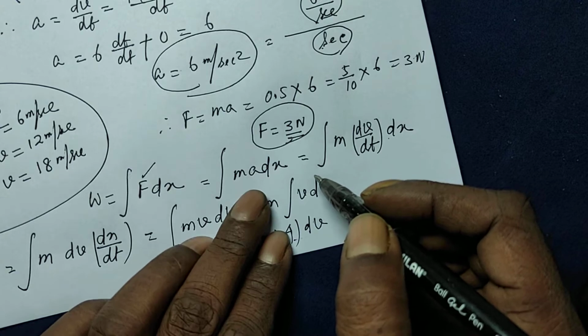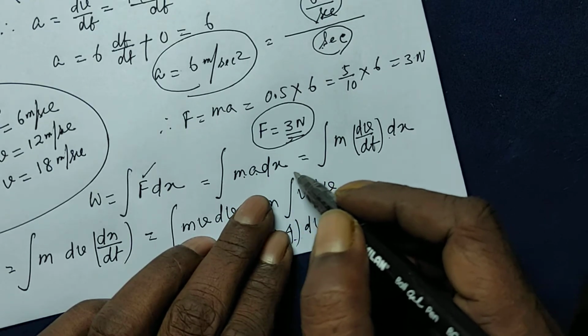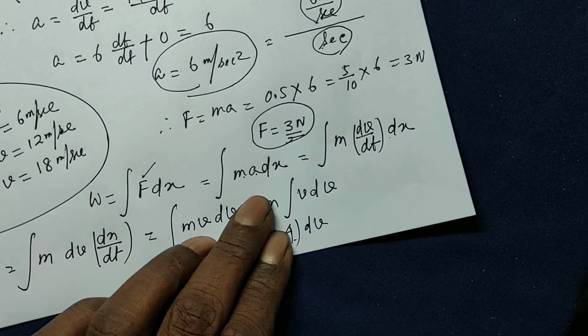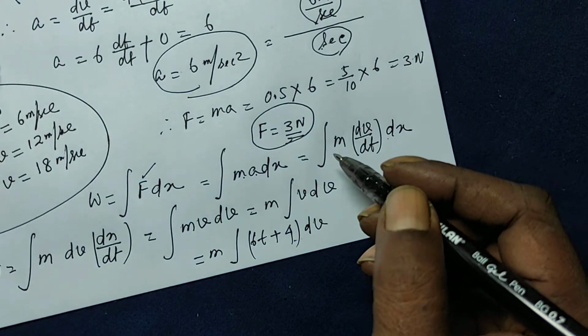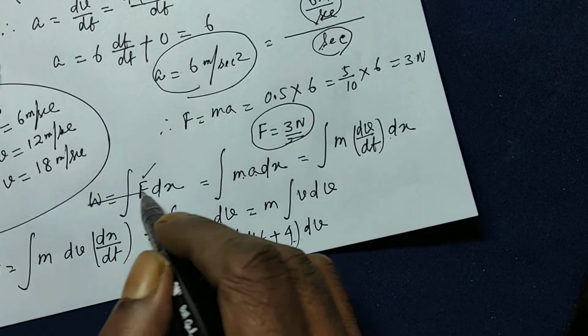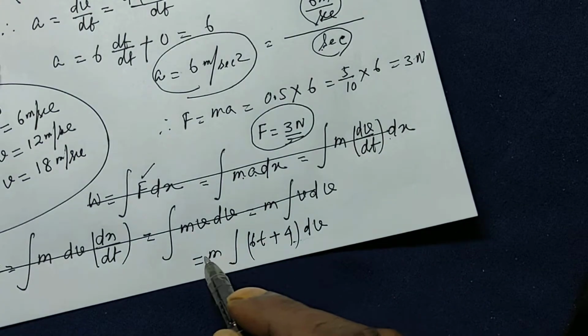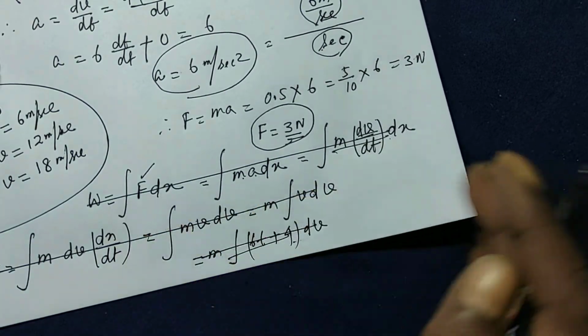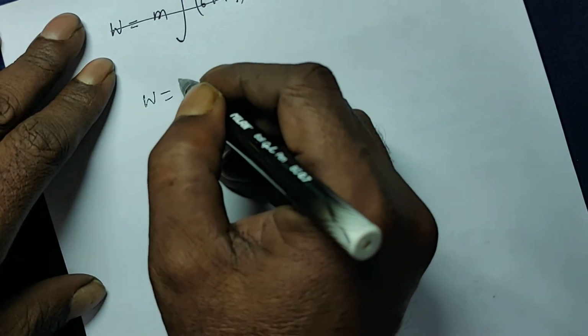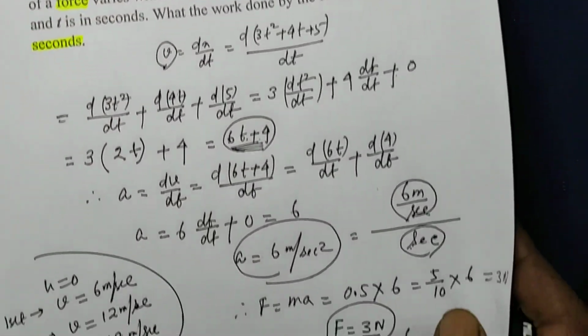Your a can be written as 6, m dx, m dt. Or dx can be written as v dt. You have to make a change here. Sorry. Let me rewrite it for you. Sorry, I made a mistake. So your w is equal to integration of f dx.